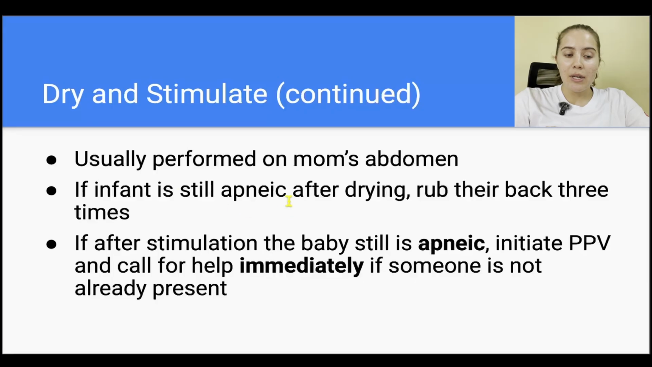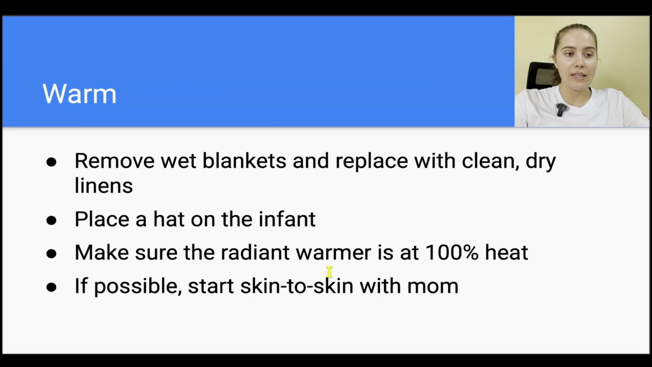But if the baby is apneic, after trying to dry them off, continue to stimulate them. If the baby is still apneic or not breathing on their own, initiate positive pressure ventilation, that's PPV, and call for help immediately if someone is not already there to help you. At this point, it's an emergency and you need some help.